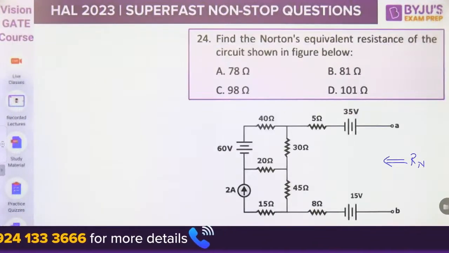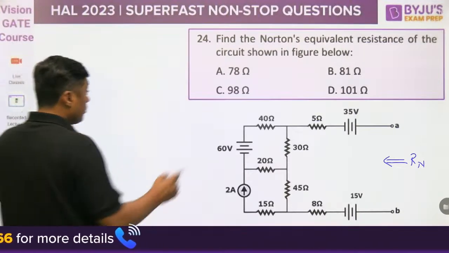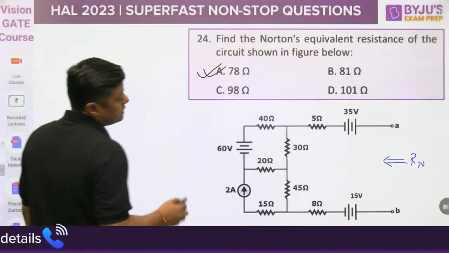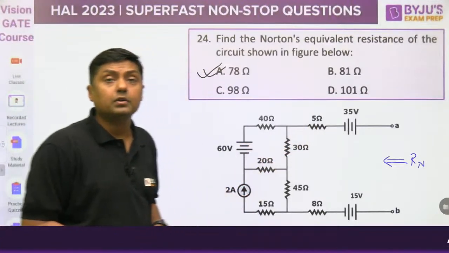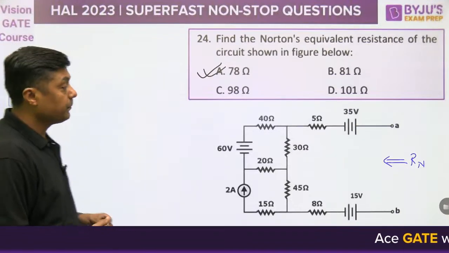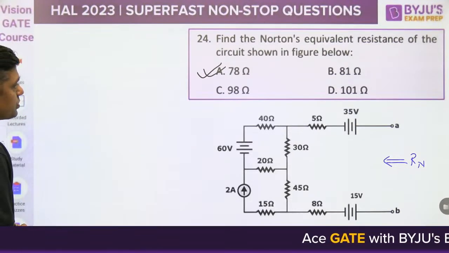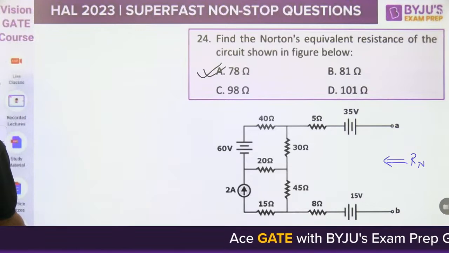78 ohm is the answer. So which answer is correct? A. But quickly you have to solve it in the exam. What is the Norton's equivalent resistance? Voltage source will act as a short circuit, current source will act as an open circuit. Yes, Bhanu, your answer is correct. A is the correct option for this question. Now next question.